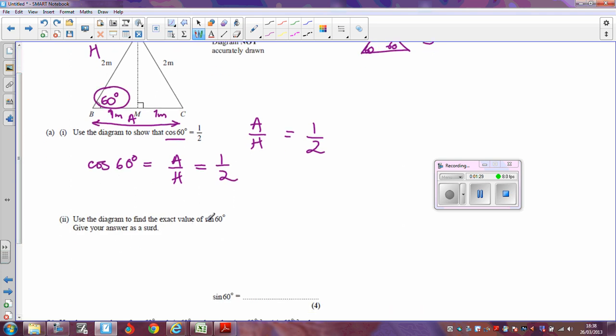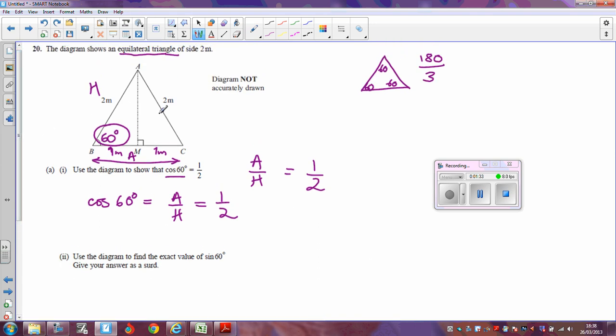Right, the question now says, find the exact value of the sine of 60 degrees. Now, there's your 60 degrees still. The sine of 60 degrees is going to be the opposite divided by the hypotenuse. In other words, what we need to do is find the length of AM. So let me just draw that part of the triangle again.